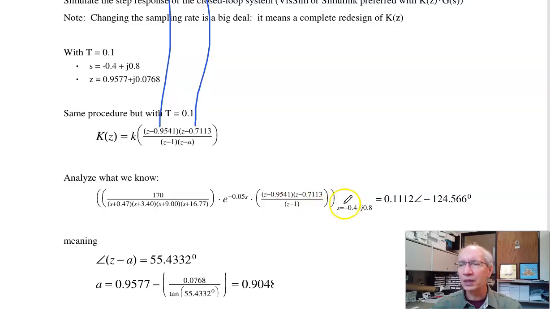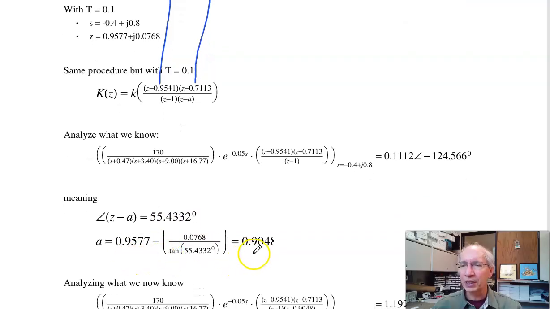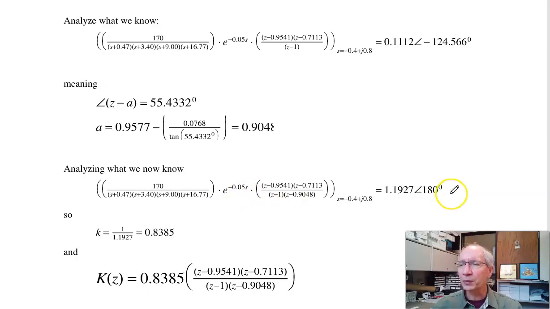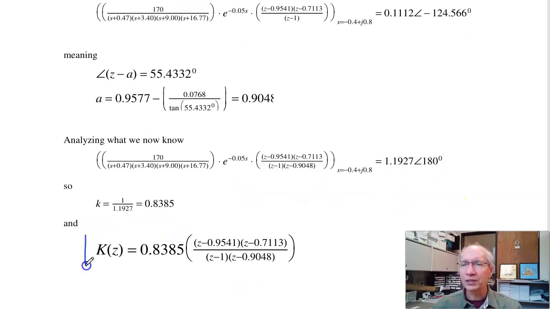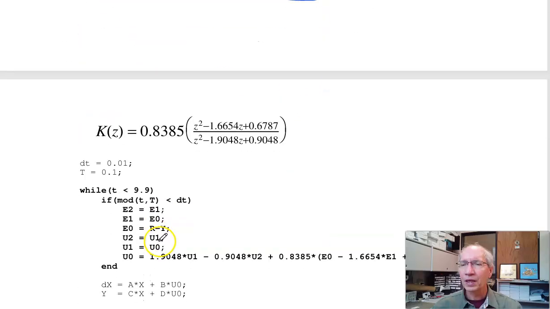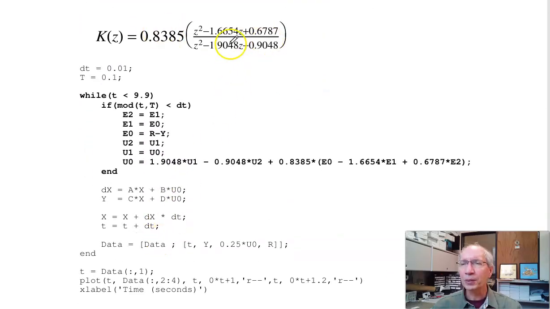Analyze what I know, and my design point, angles should add up. I'm up by 55 degrees, so A should be 0.9048. Analyze what I know, angles are 180, gain's wrong, so here's K of z. If I try it, multiply out the numerator, denominator polynomial. The numerator polynomial shows up right here. Denominator polynomial shows up right there.